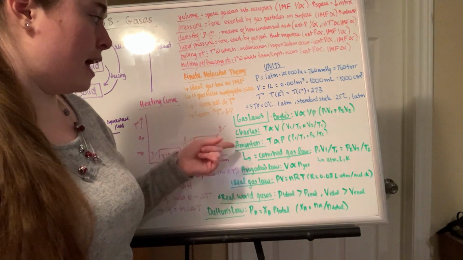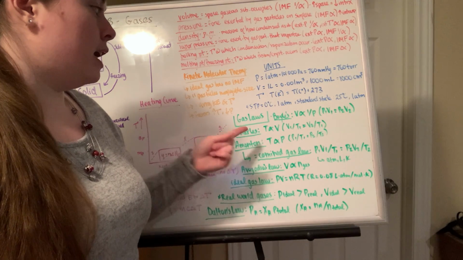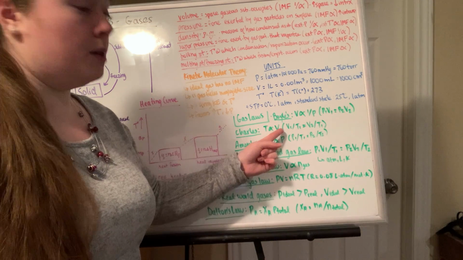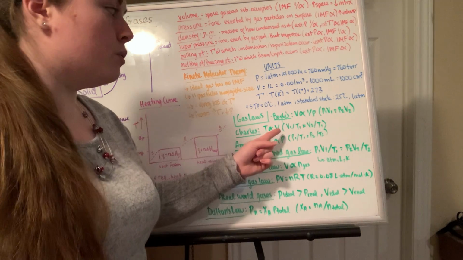Charles's law says that temperature is proportional to volume. So that means you're going to have V1 over T1 equals V2 over T2.